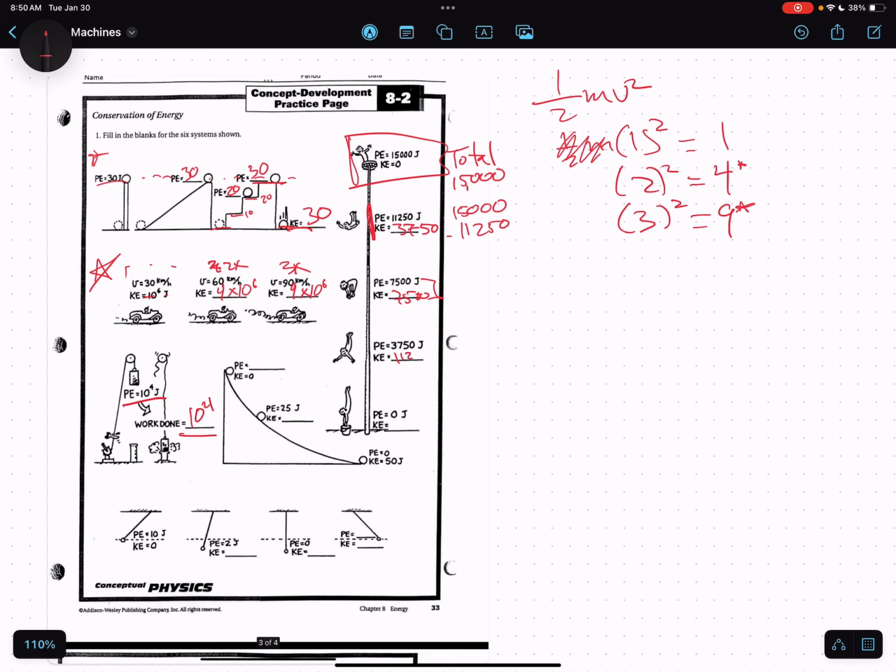This will be 11,250 and 15,000 because they all have to add up to the same amount. All right, same thing. The total here is 50. 0 plus 50 equals 25 plus 25 and 50 plus 0. And down below, hopefully you're getting the idea of it. Total always has to equal total. So if the total here is 10, 2 plus 8 is 10. 0 plus 10 is 10, and this has the same height as that. So it's saying this is 10 and that's 0. There you go. Thank you, everybody.